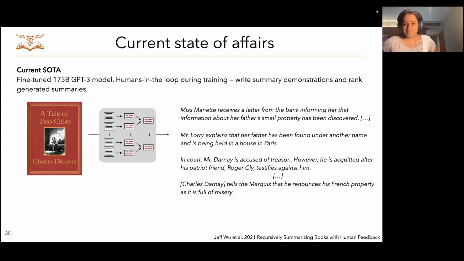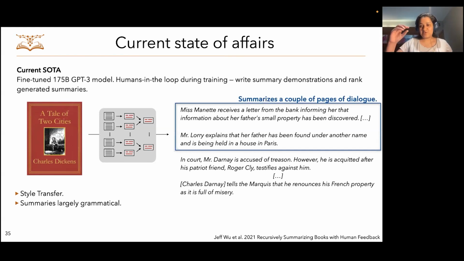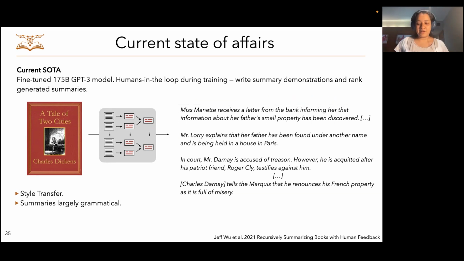And here's an example summary. So first, just by looking at this, this is quite an impressive summary. So for instance, if you just look at the first two sentences, Miss Manet receives a letter from the bank informing her about her father's small property, and Mr. Laurie explains that her father's been found. These two sentences are summarizing a couple of pages of dialogue. So there's also an element of style transfer here, and the summaries are largely grammatical.